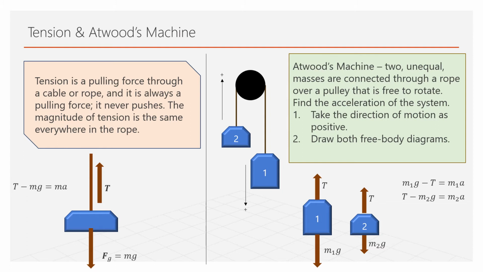Because these two objects are connected to each other through a rope, the acceleration of both objects will be the same. And because they are both accelerating in the direction of motion, it'll be the same sign as well.